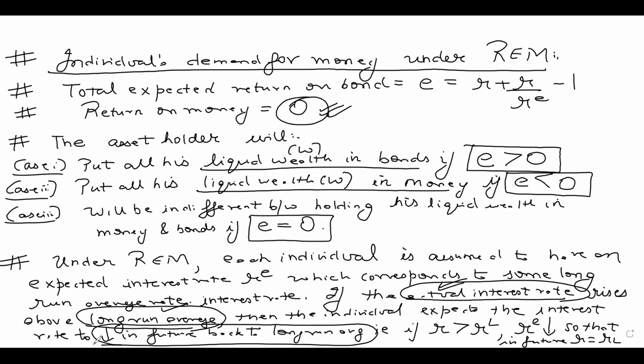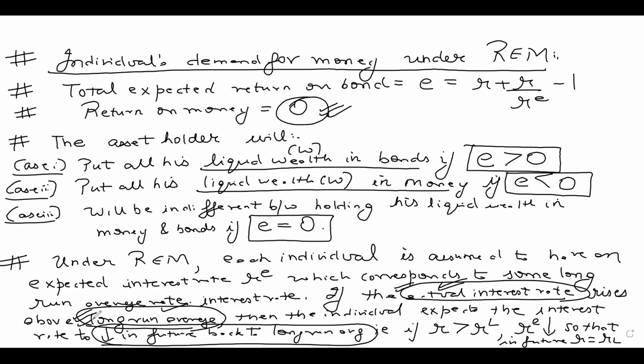He does not expect the interest rate to rise. When the actual rises above the long run average, he simply expects that in the future this actual interest rate is going to fall back to the long run average. So it's regressive expectation, because you are not moving in the direction of the actual, you're moving against the direction of the actual. When the actual interest rate went up above the long run average, instead of expecting the interest rate to rise in the future, which was progressive, the individual expects the interest rate to fall in the future back to the long run average. That is regressive.